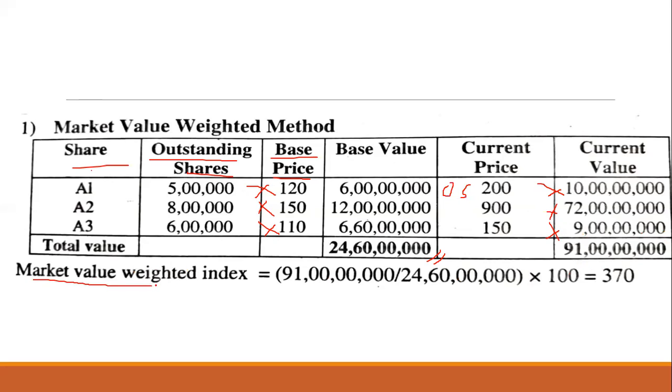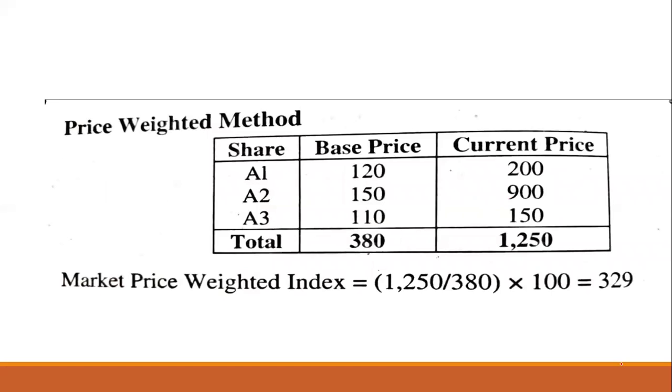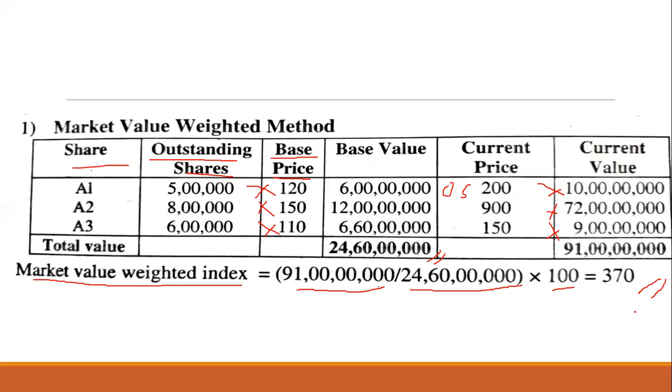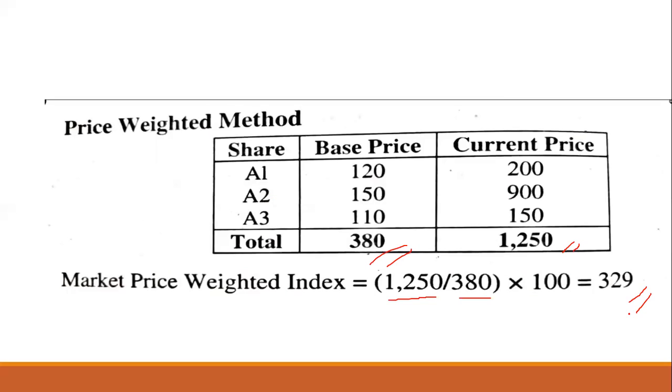For the market value weighted index, the total current value is divided by the base value and multiplied by 100. So we get a value of 370. Now coming to the price weighted method, it is a simple way. The total base price of A1, A2, A3 is 380, and the total of the current prices of A1, A2, A3 is 1250. In this simple method, the current price is divided by the base price and multiplied by 100. So we get 329. With the earlier method we got 370, and with this method we get 329.